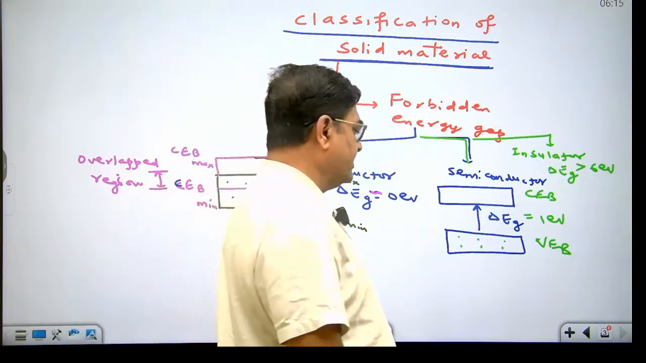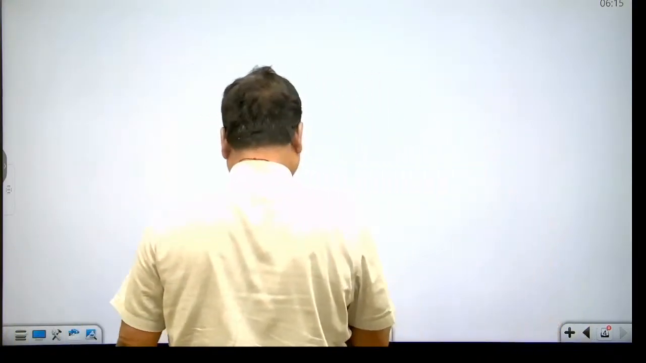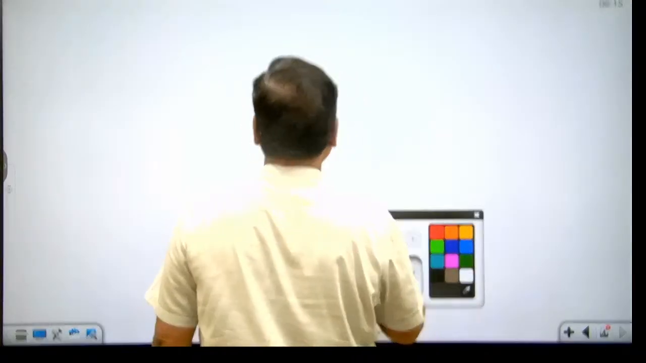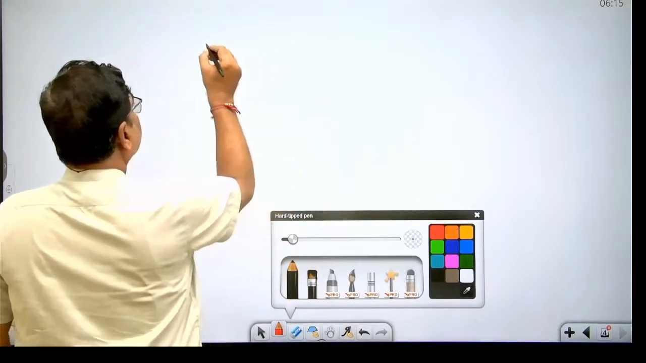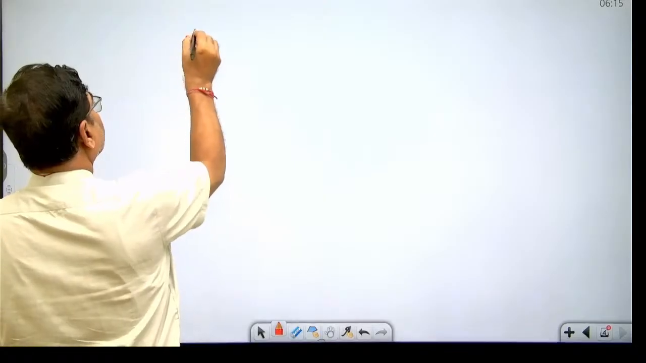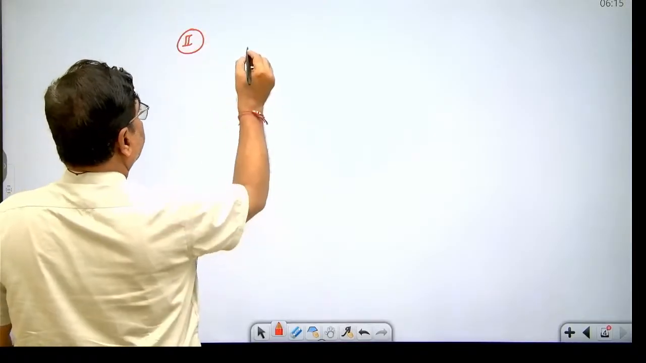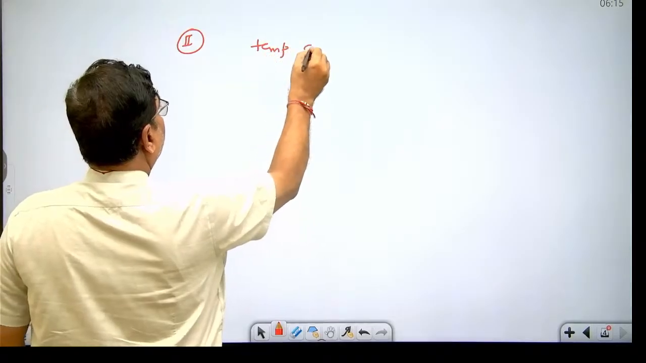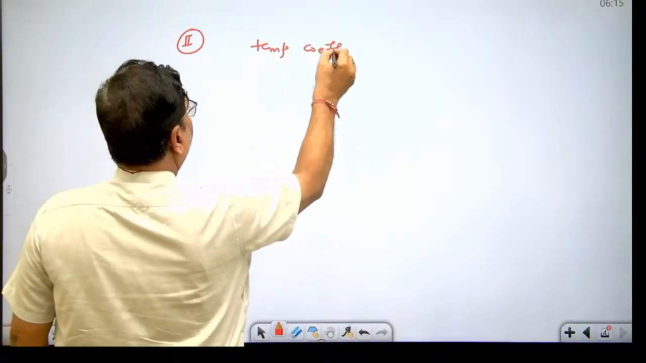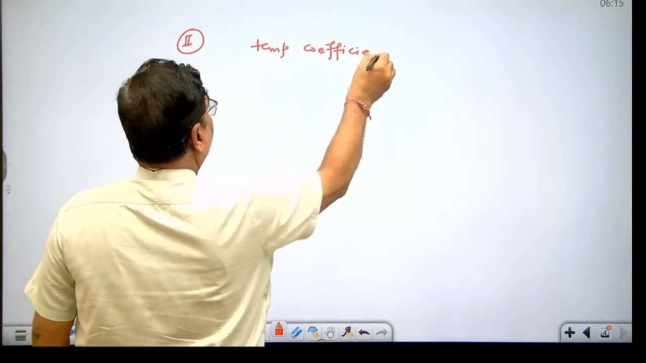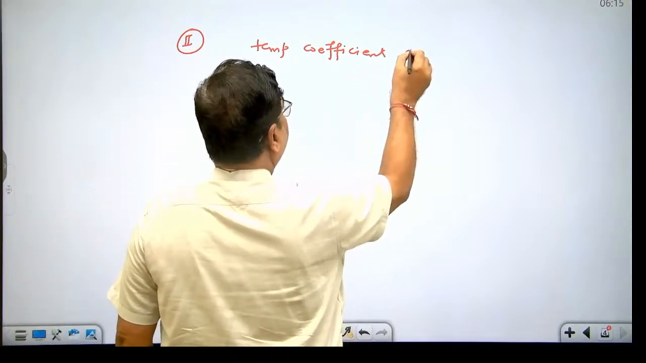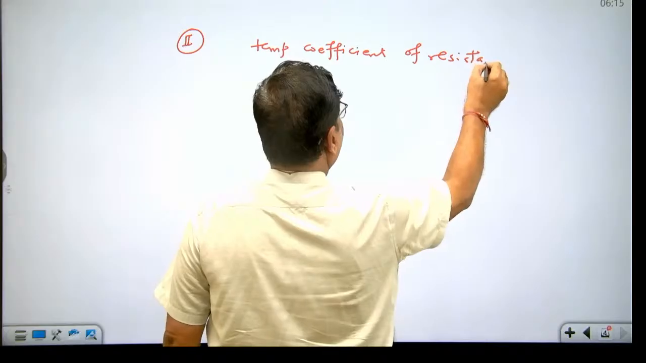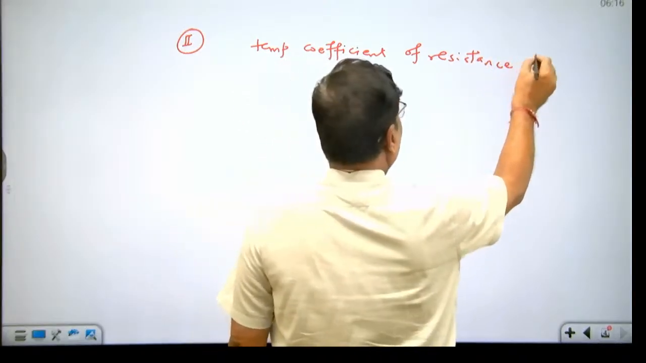Now I am discussing the second criteria. That is also very important. Many times questions have been asked in NEET and JEE. The second criteria is temperature coefficient of resistance, that is alpha.